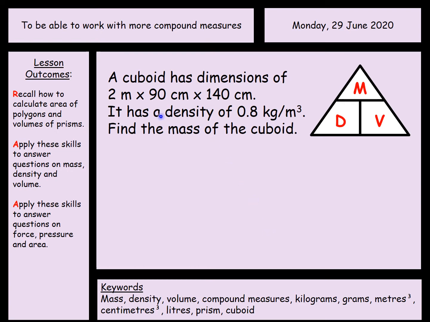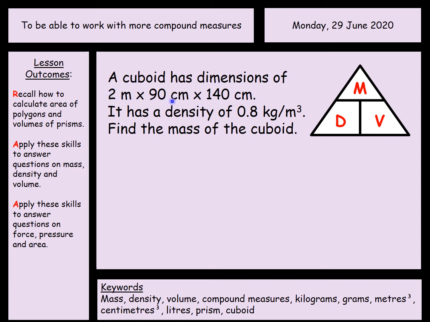Second example, again, we've got a cuboid. It tells us the density. We're going to find the mass, and we've got some dimensions here. So if we're going to find the mass, you cover over mass and you're going to do density multiplied by volume. The density is in kilograms per meters cubed. So when we're calculating the volume, this needs to be in meters cubed.